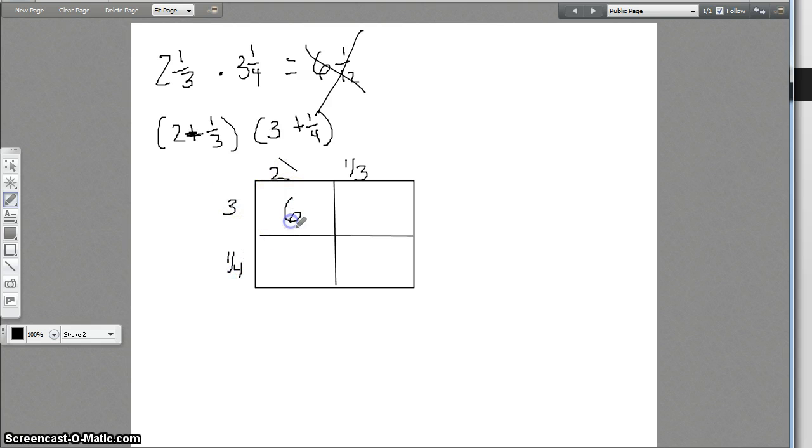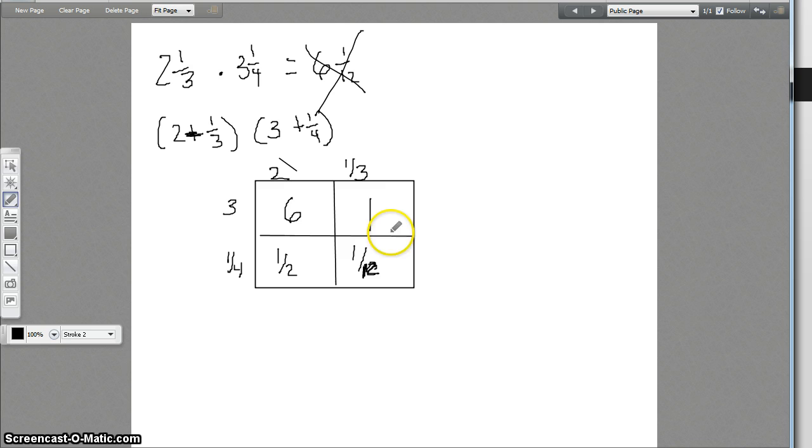2 times 3 is 6. 3 times 1/3 is 1. 1/4 times 2 is 1/2. 1/4 times 1/3 is 1/12. So you can see we do have the 6 and the 1/12 here, but we also have a 1 and a 1/2.